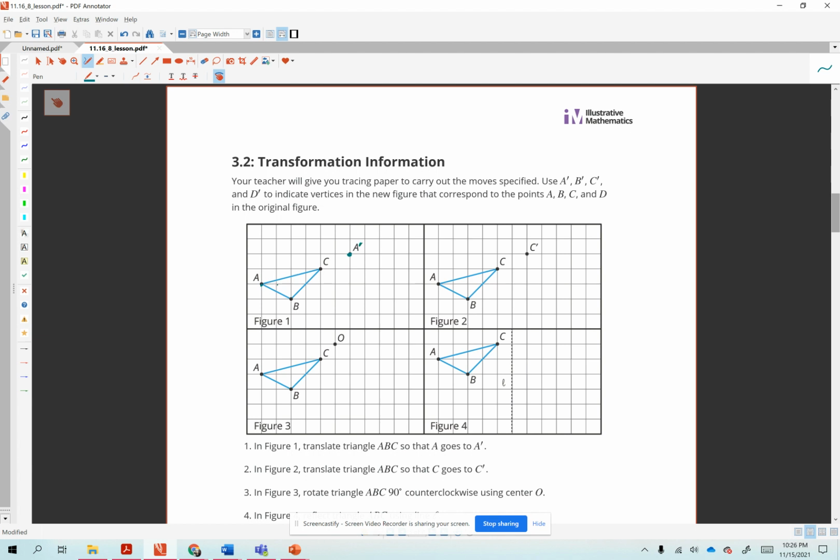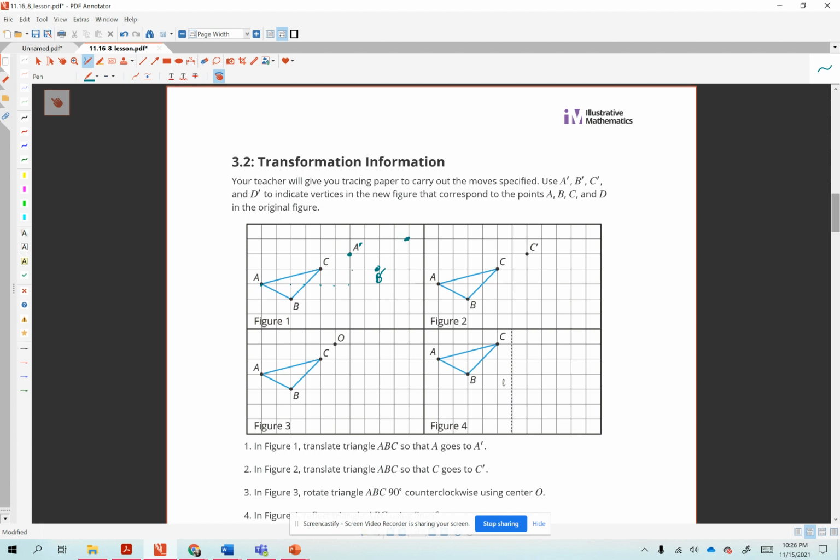So from A to A prime, I've moved 1, 2, 3, 4, 5, 6 spaces to the right and 2 up. So I will do that with B, 1, 2, 3, 4, 5, 6 spaces to the right, but I still have to go up 2. So 1, 2, 3, 4, 5, 6 to the right and up 2. That puts B prime right here. And C prime, let's go over 6. 1, 2, 3, 4, 5, 6, and up 2.